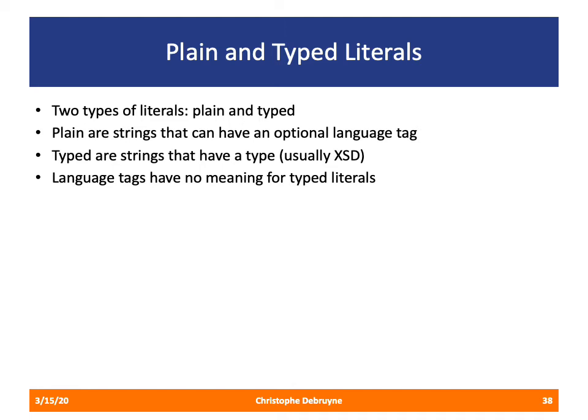You have two types of literals in RDF. You have plain literals and typed literals. Plain literals are strings that may have an optional language tag. Typed literals are strings that have a data type tag, and those data types are usually XML data types coming from the XSD namespace. Because language tags have no meaning for typed literals, they are ignored when you use them together with a data type tag.